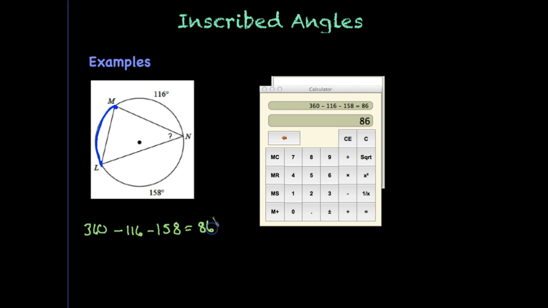That comes to 86 degrees. So this arc measure here is 86 degrees. Now we have enough information to find the measure of the inscribed angle, which is always going to be half of that. So if we take 86 and we divide it by 2, we get 43 degrees.